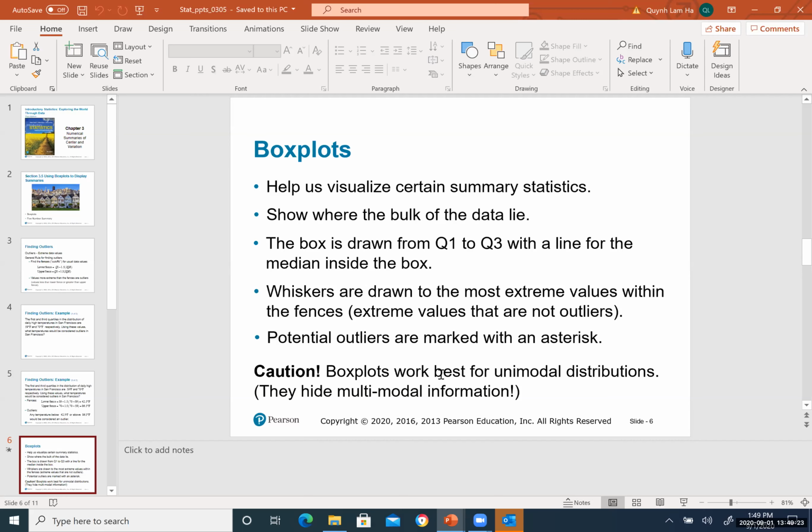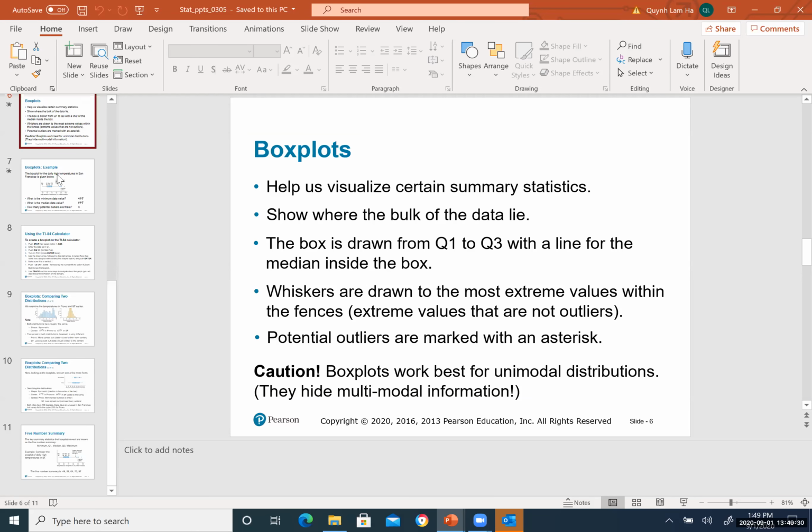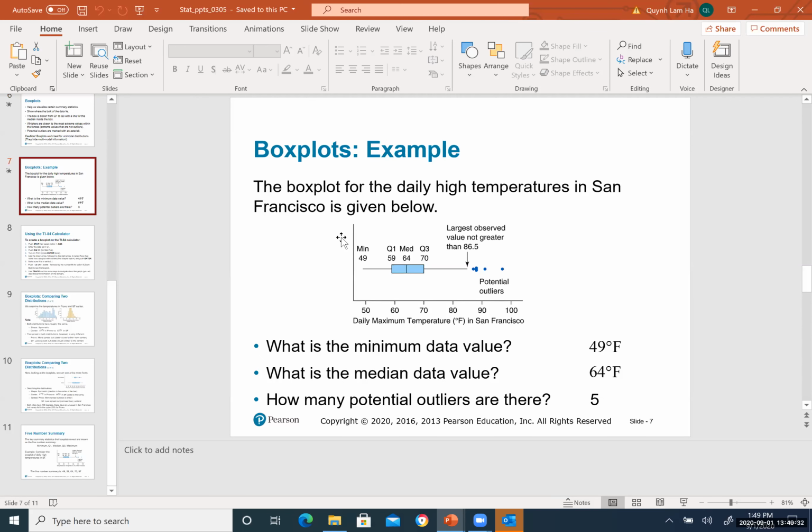Box plots work best for unimodal data only. Here is what the box plot looks like. Looking at this picture, the box plot is shaded in blue, and the line in the middle, which is the median, is Q2. Q1 is this line, and Q3 is this line. The whisker goes from here to there.